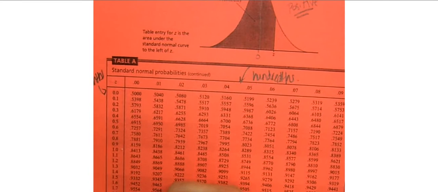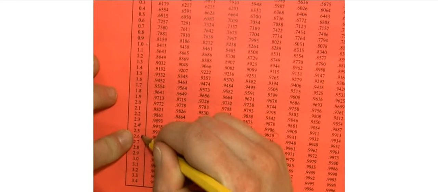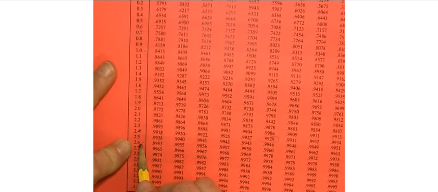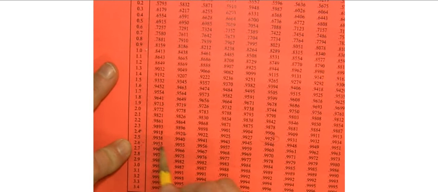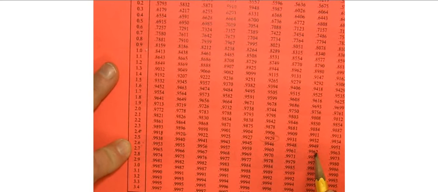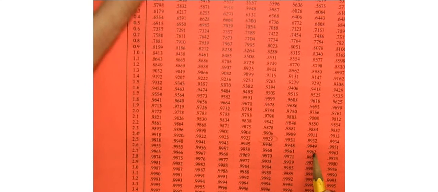So I'm going to go to my positive side, and I'm going to go to where 2.67 is, and 2.6 is right here, and 2.67, I'm going to count. This is 0, 1, 2, 3, 4, 5, 6, 7. So that's 0.9962.